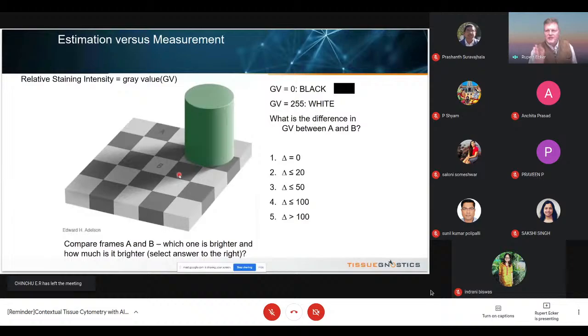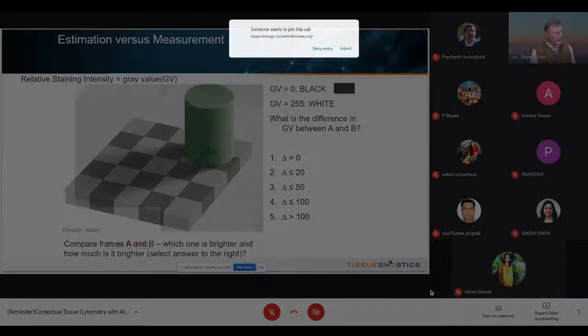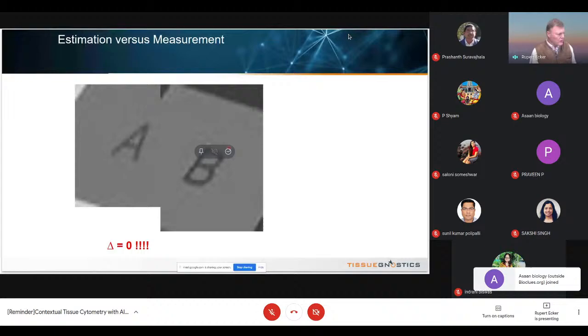But I have prepared here five answers. No difference. I'm sorry, this is an automated moving. No difference, smaller or equal to 20, 50, 100. Please guess what you think. The next slide shows, in fact, they're identical. It's hard to believe, but we can see here it's in fact true.